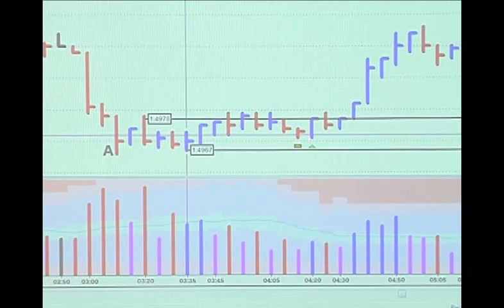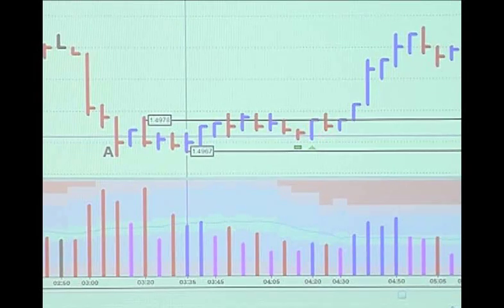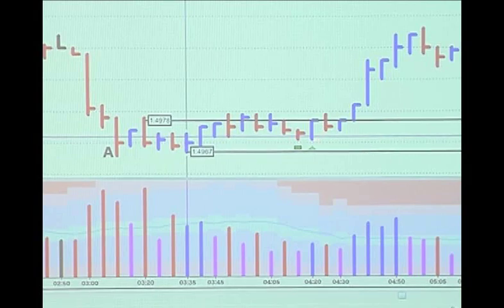And then you've got a test, that's a very strong bar. Now the result of that test is a wide spread up, or an average spread up, close on the high, that's a strong bar. And then the next one is strong, because it's not making lower lows, it's making higher lows, closing off the low.